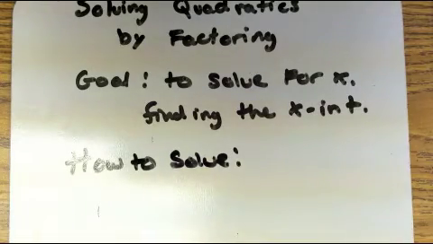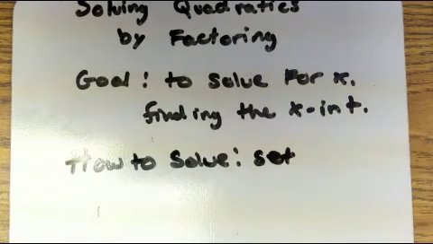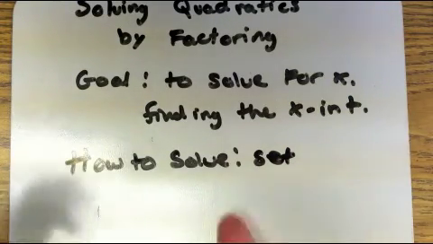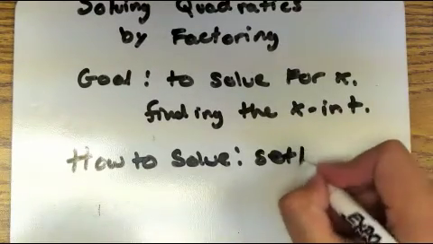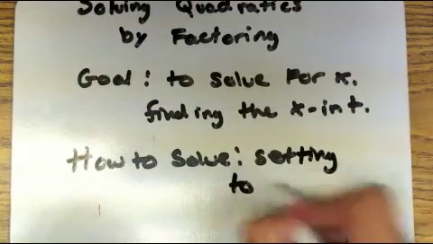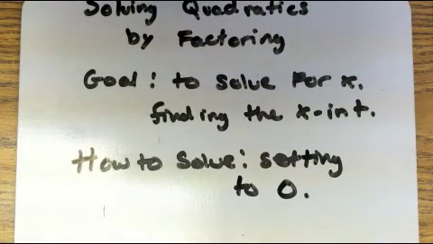All we're going to be doing is setting, eventually you're going to see, we're going to be setting our pieces equal to 0. So we're going to say setting to 0. We'll elaborate more on this. I'm just giving you the basics here. That's our goal. We're trying to find the x-intercepts, so we're going to set everything to 0 and solve for x. Sounds good to me. So that's the basics of everything.